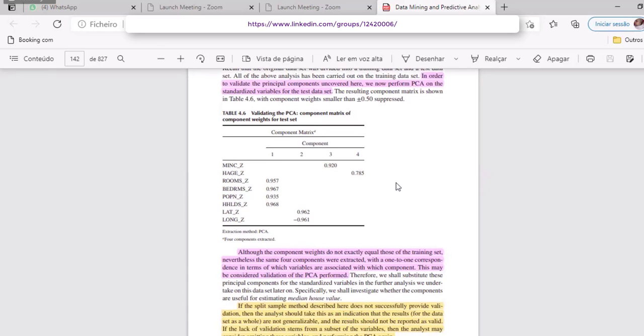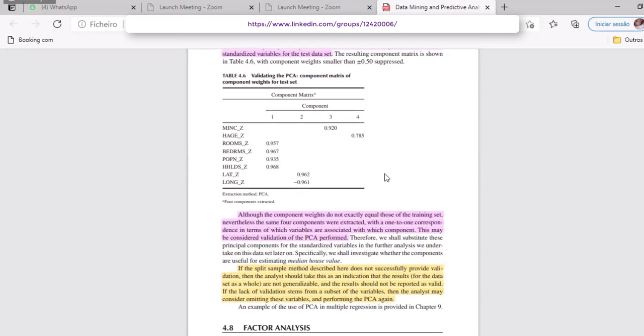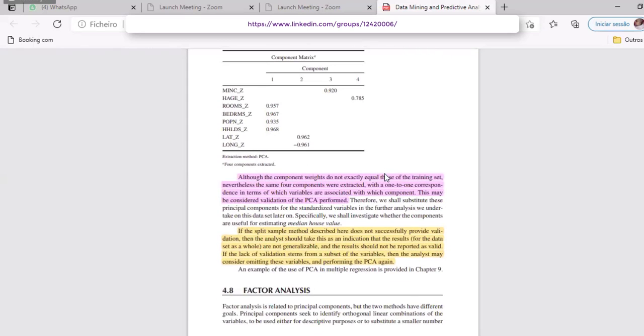And so the resulting component matrix is shown in this table with component weights smaller than 0.5 suppressed, like we did before, so they are not showing here. The values are not the same because the data set is not the same, but we can see that the values are close enough to 1 so that we can consider them valid for our model. So we may consider that the PCA validation was performed well.